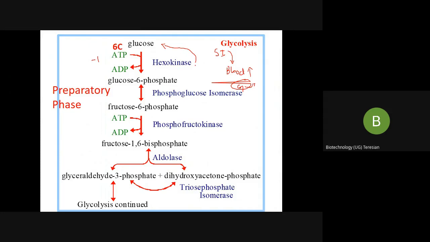There is also another enzyme known as glucokinase. Okay, both have the same function. What is the difference is that hexokinase is present in the cells, whereas glucokinase, okay, is present in the liver. That's the difference. It is present in the liver.